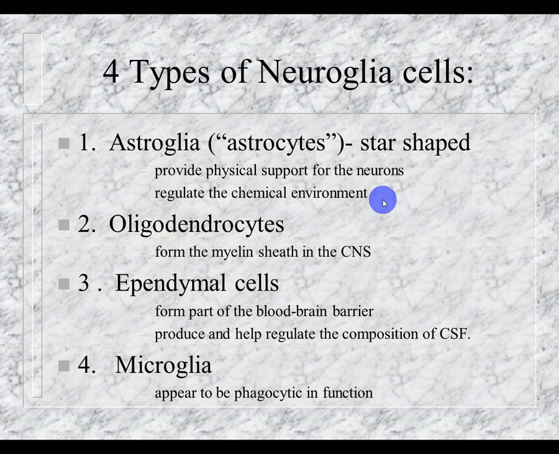The barriers protect and are only permeable to certain things, letting certain medications, for example, go through. You've got the oligodendrocytes that form part of the myelin sheath. You've got the ependymal cells that form part of the blood-brain barrier as well and help regulate the composition of cerebrospinal fluid. Then you've got the microglia, which appear to be phagocytic in function. They're usually small stationary cells, but if you have a lot of inflammation or degeneration in the brain tissue, they enlarge, move about, and engulf or phagocytize, picking up the debris.